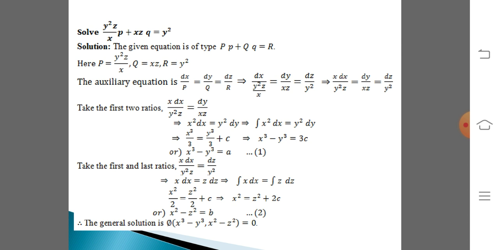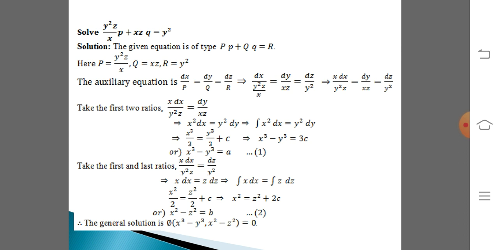You take 3 as LCM on the left hand side and cross multiply the same 3. You get x cube minus y cube equal to 3c. Since c is a constant, 3c is also a constant. You can take that constant as a. So we have x cube minus y cube equal to a. You take it as equation number 1.